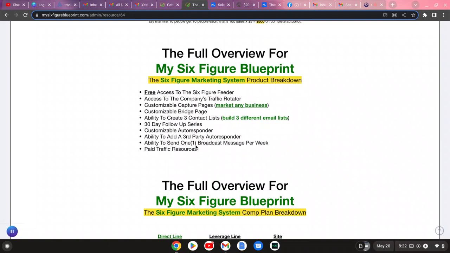You have the ability to send 1 broadcast message per week. You also get access to the best paid traffic resources that the company recommends. So you get all this with the marketing system plus what comes with the feeder. I love the marketing system so far. I joined it yesterday. I'm loving it. Everything that they say on here, you get. So nothing shady. You get everything they tell you.